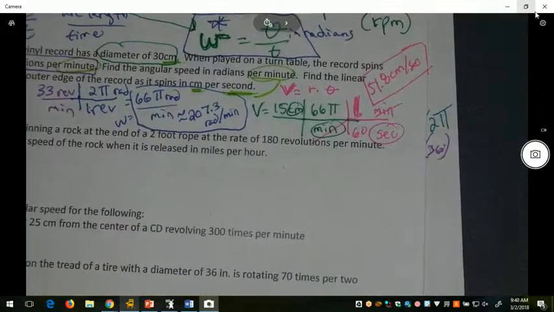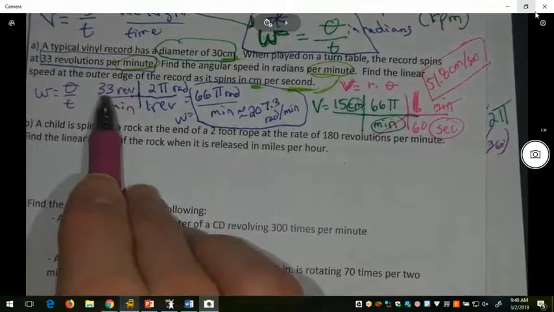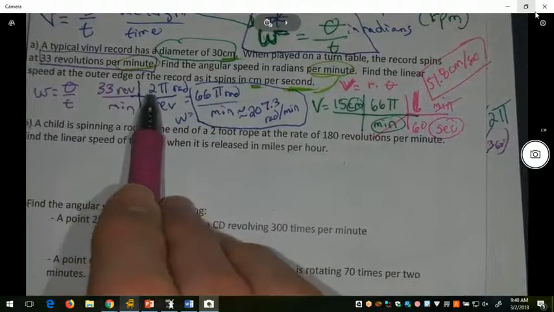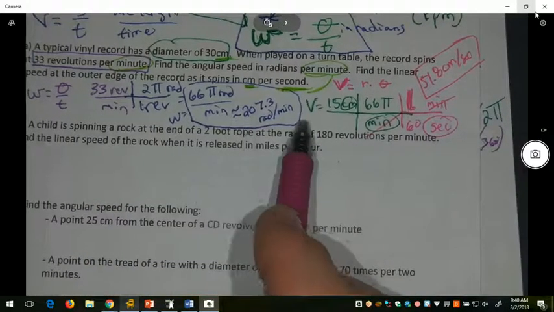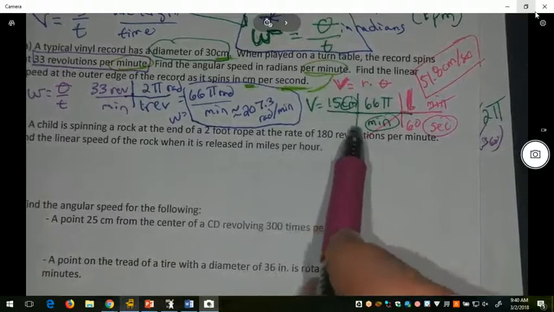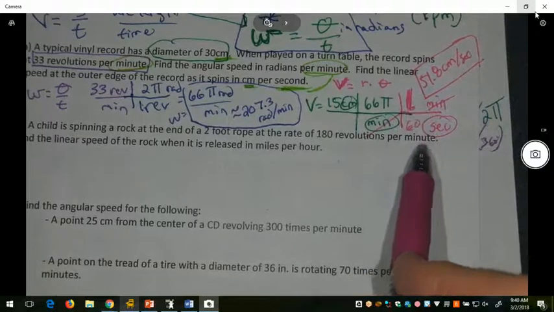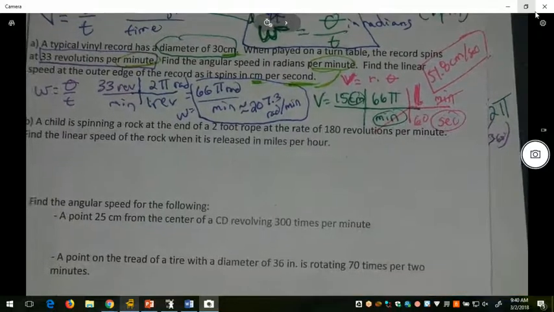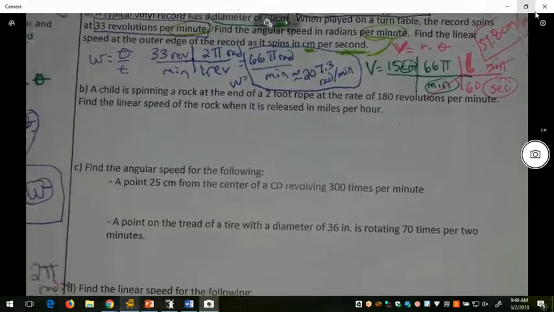51.8 centimeters per second. So really, once we found the angular speed, how do we do that? We just took the revolutions per minute and multiplied it by 2 pi. Then to find the linear speed, I just multiplied by the radius. That would have been the linear speed, but it would have been centimeters per minute. They didn't want it in centimeters per minute, they wanted it in centimeters per second, so we had to convert to seconds. Questions on that?